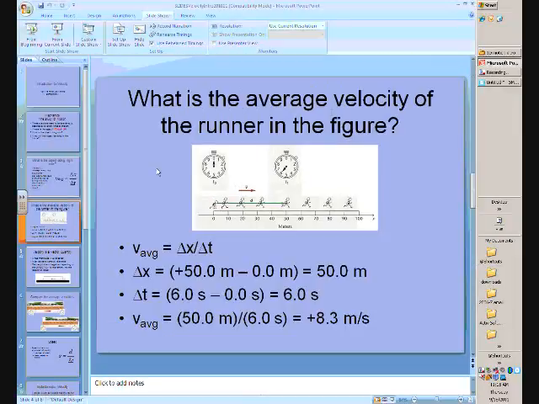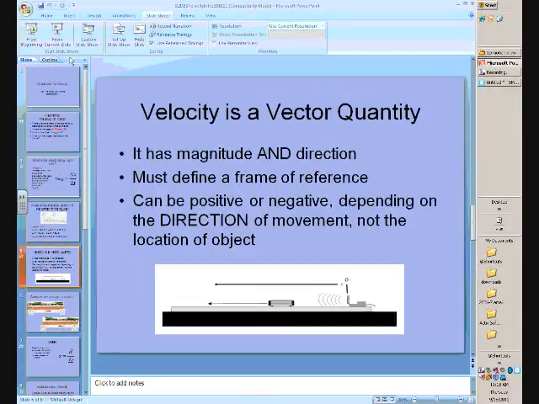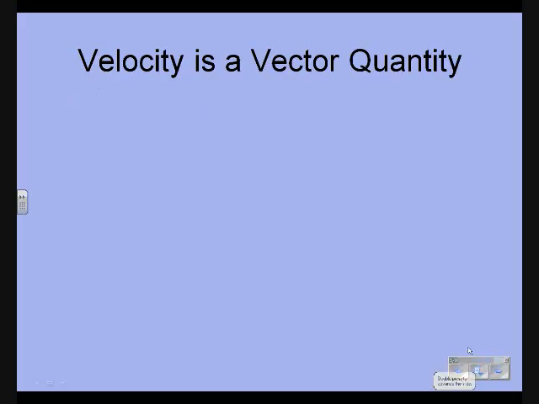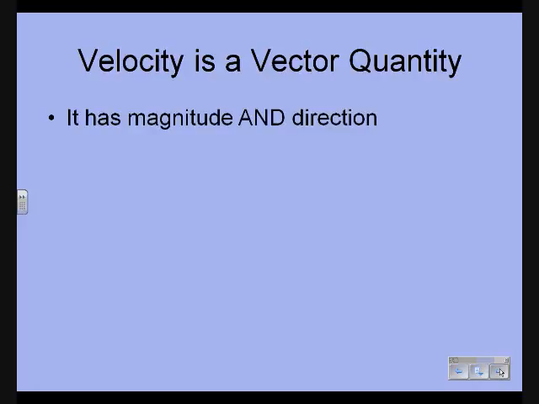Let's go back here. Something to keep in mind that we just came up with: when you do that math problem, you should end up with a positive 8.3. Velocity is a vector quantity. It has a magnitude and it has a direction. So it answers those two questions, the how much and the which way.